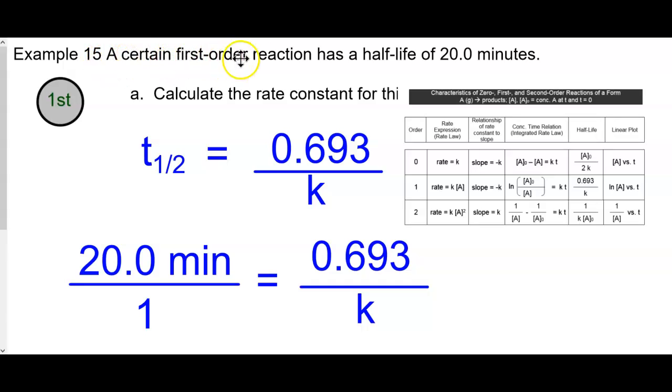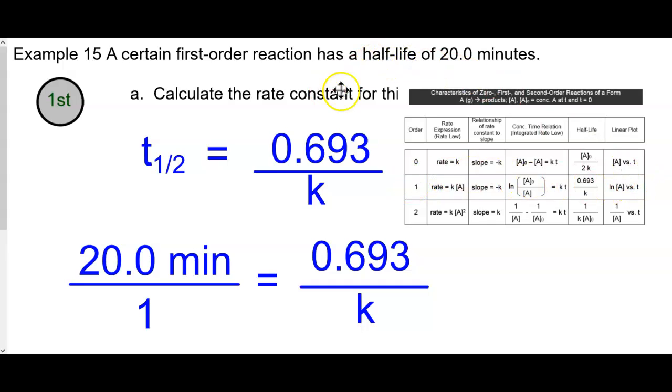Example 15, a certain first order reaction has a half-life of 20 minutes. So we already know it's first order, so we don't have to worry about graphing it. We're going to go on and calculate here. So we know it's first order, so we're using all of these. First order, by the way, is the most common reaction type. So we're going to use this row here for any of our formulas.